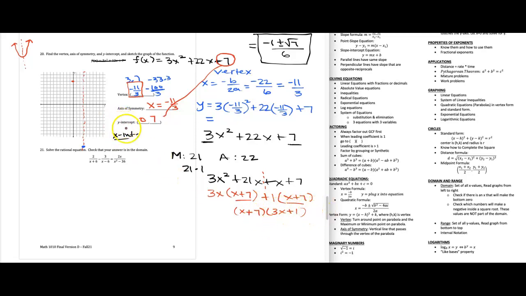And then to find my x-intercepts, I have to put them equal to 0 and solve it. So here x equals -7, and here x equals -1/3. Sorry, I'm trying to go through it quick. You'd set both of those equal to 0 and solve, like we've done before.